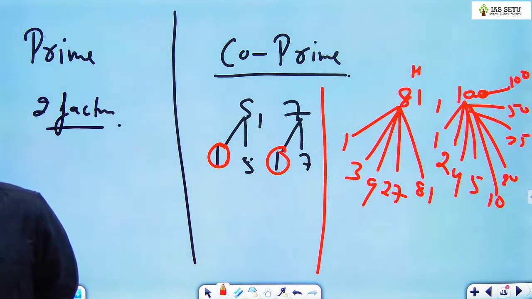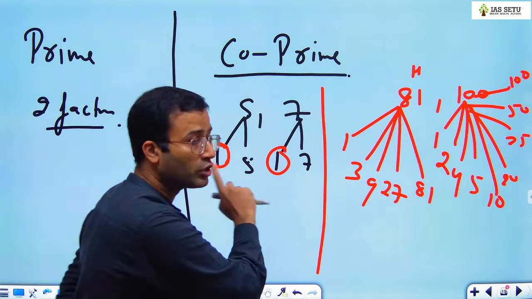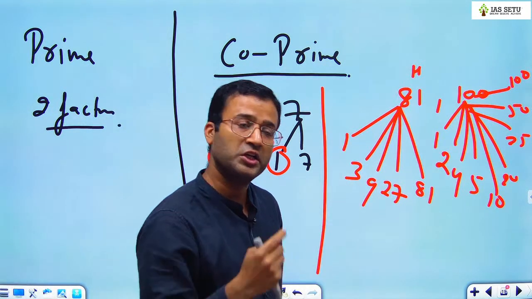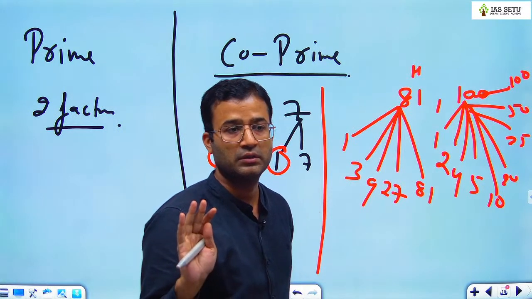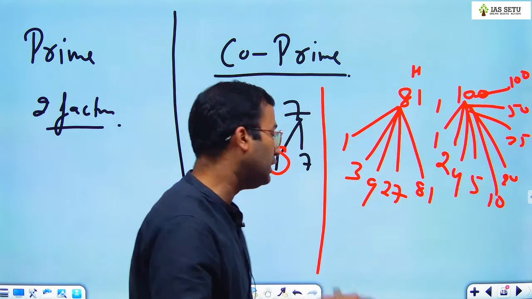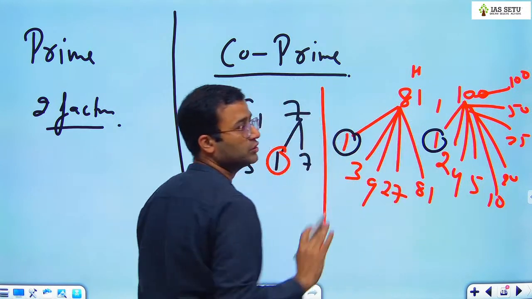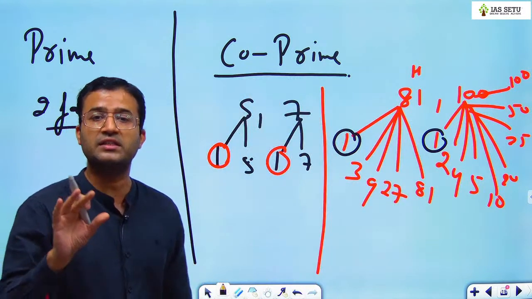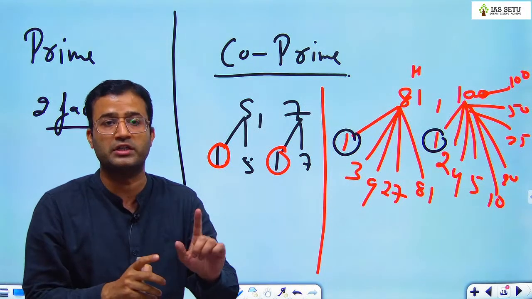Prime में factors के ऊपर restriction है. It should be 2. But in co-prime there is no restriction on factors. Individually they can have n number of relationships. But between them they should have only one common relation. दोनों के बीच में सिर्फ एक ही relation होना चाहिए. That is the restriction. So there is a restriction on common relation, not on relation.